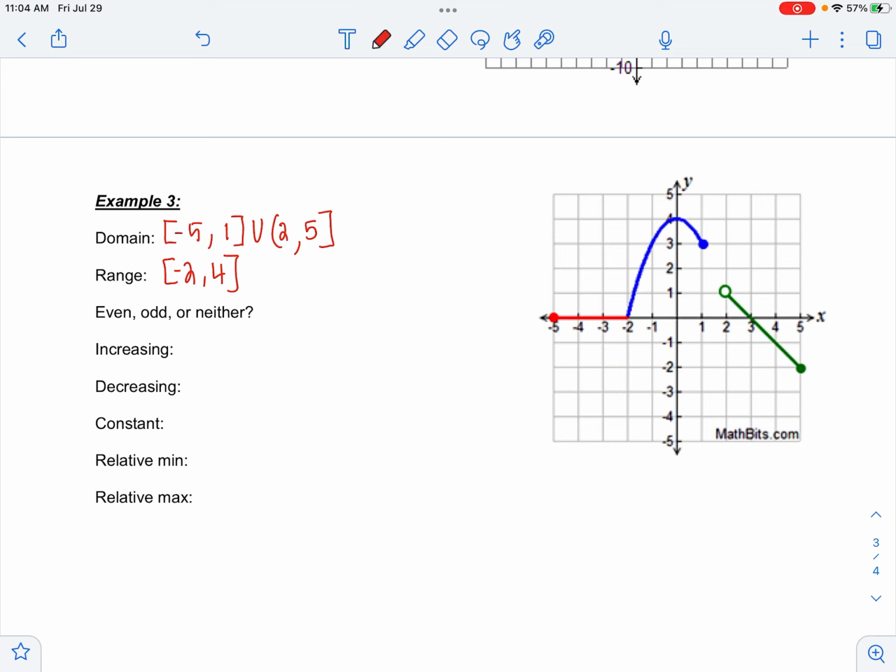Even, odd, or neither, there's no symmetry here at all. There's no symmetry over the y-axis or about the origin. So this is neither once again.